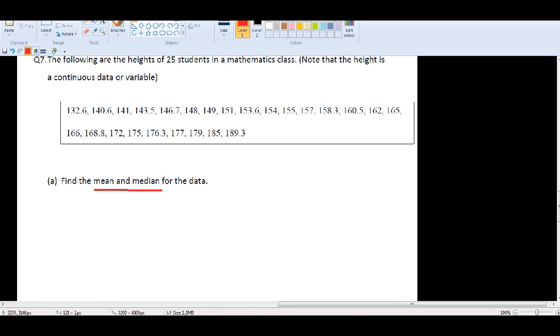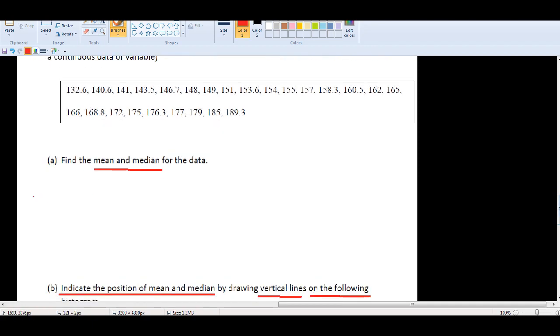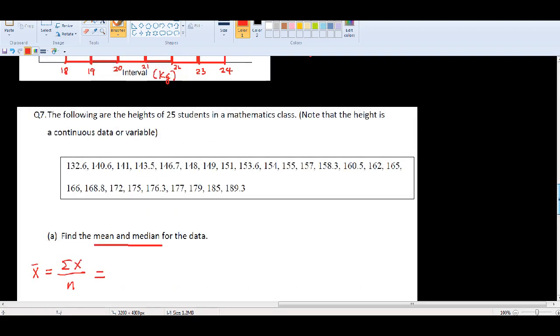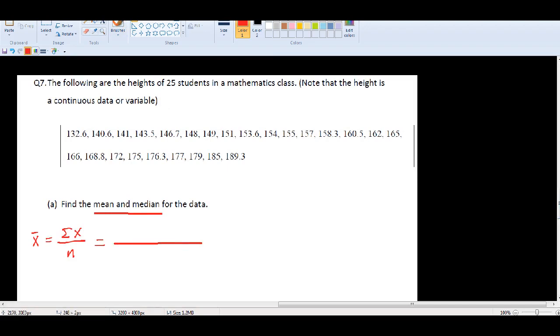So how to find the mean? Still remember how to find the mean? So the mean is this one. You need to add all the data divided by the number of data. The number of data here is given as 25. So how many data are here? Too many. Alright, so I'm not going to write all of them, but I'm going to write the first few, and then you need to add all of them until the last one. So there are lots of additions to do. Of course you will use your calculator, right?